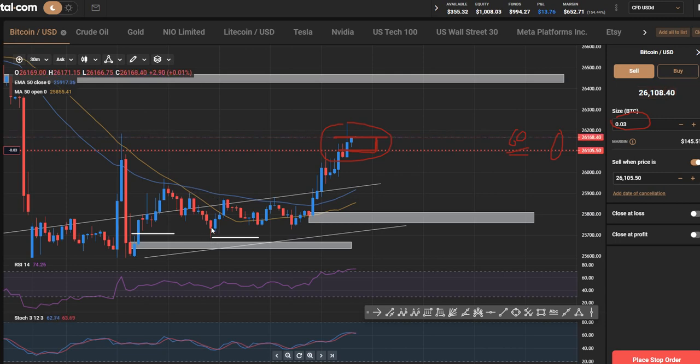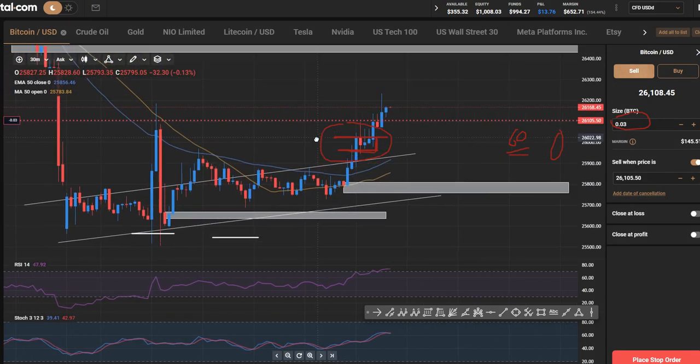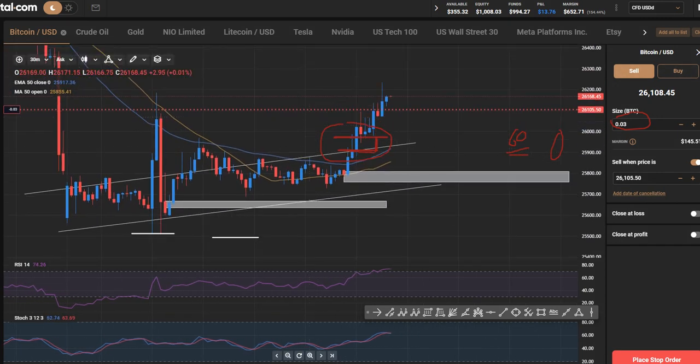So we can go back here and see what's happening. Look where I wanted to enter, which was here and here again. That was, let's say, 7 all the way to 9. That's like a 200-point spread. So the spread is very, very bad for this broker.